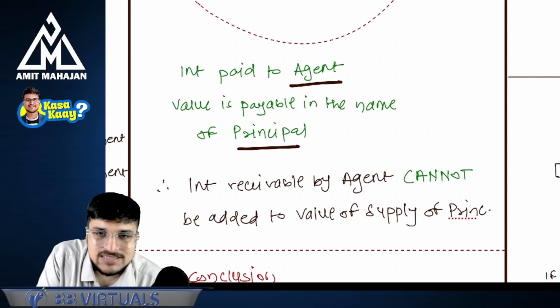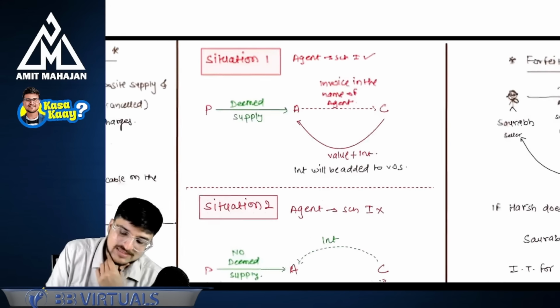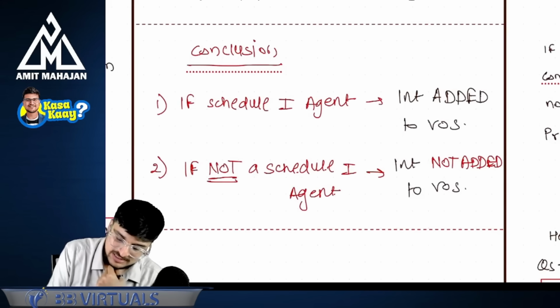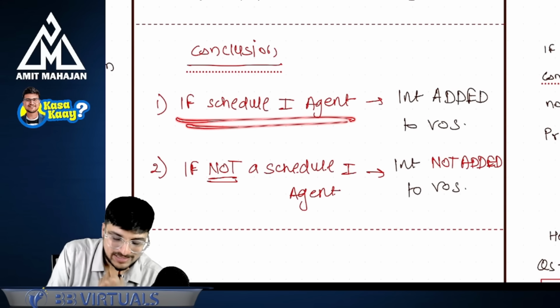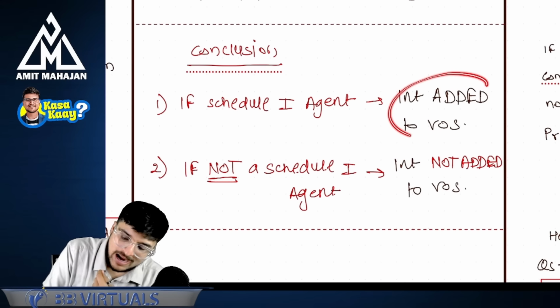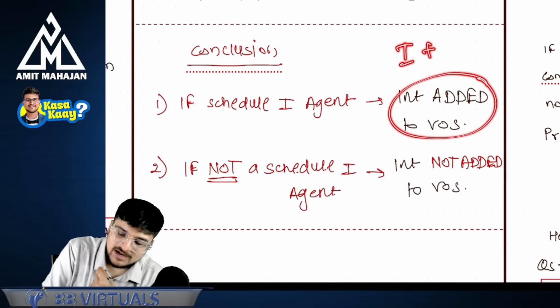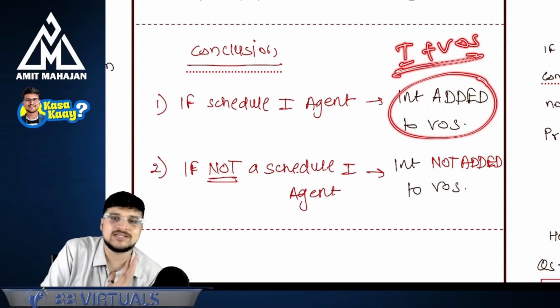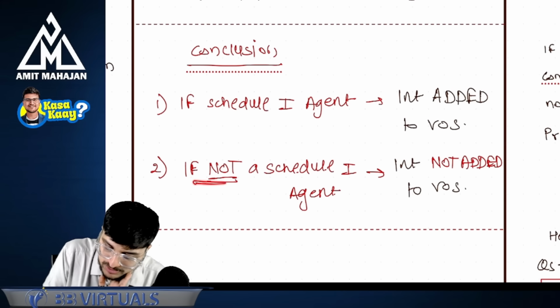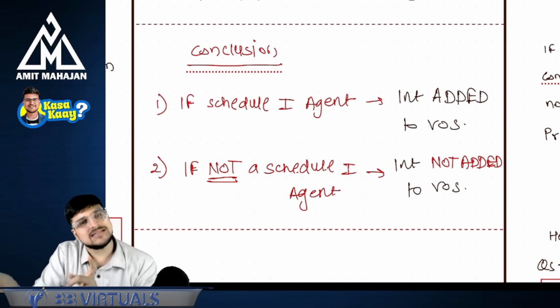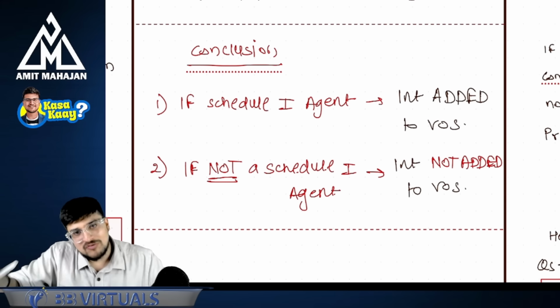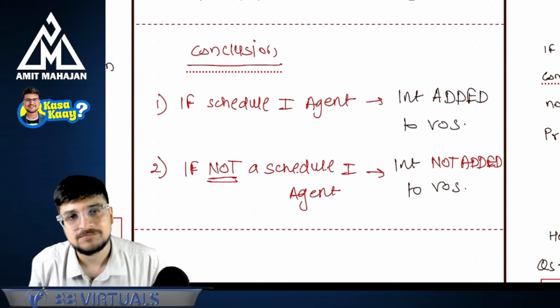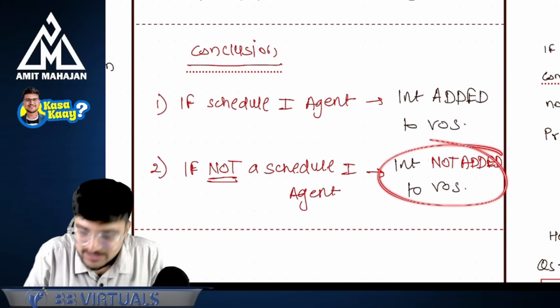Are you understanding this? Perfect. And that's why, if it is so in general, just remember this. If it is a schedule 1 agent, interest is to be added to the value of supply, because interest and value both are getting paid to the agent. If it is not a schedule 1 agent, interest is getting paid to the agent, but the value of supply is getting paid to the principal. And that's why you don't add interest to the value of supply.